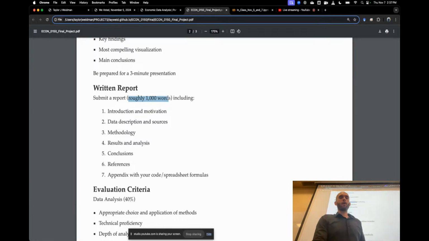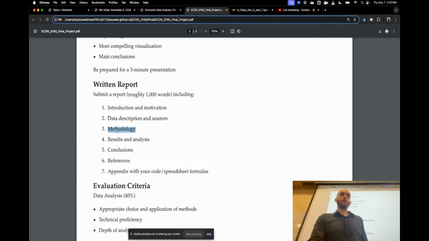So I'm looking for, what is it we're doing in the project? How would you describe your data? Like, where is it coming from? Some of the approaches you've taken. What are you finding? And then what does it mean?